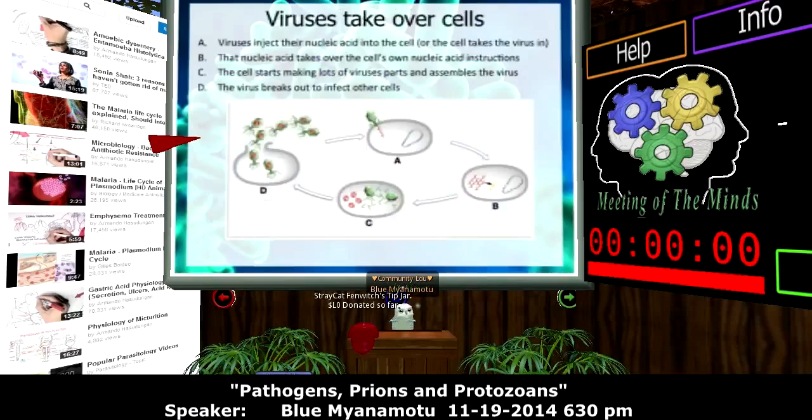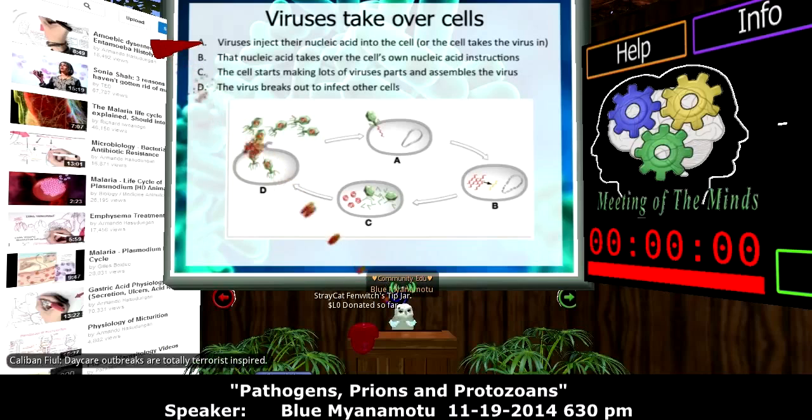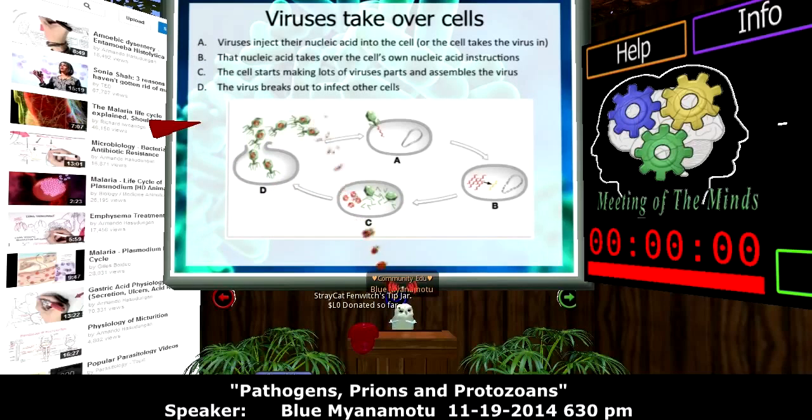Okay, so viruses are very different from prions. Remember, with prions, a healthy prion bumps into an unhealthy prion, and all of a sudden, boom, they change shape, and then they go and infect other ones. Now, viruses take over very differently. This is a very general diagram to give you an idea of how viruses infect, because they are different from the other pathogens. Viruses infect by standing on a cell.